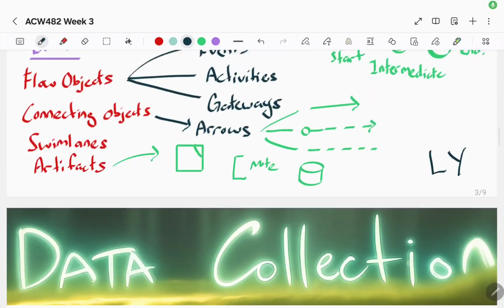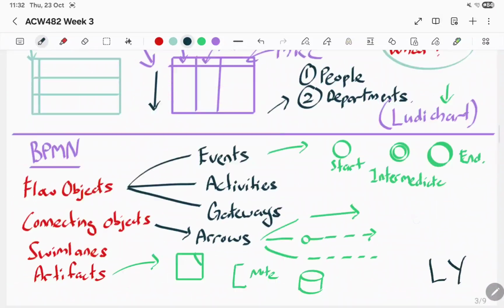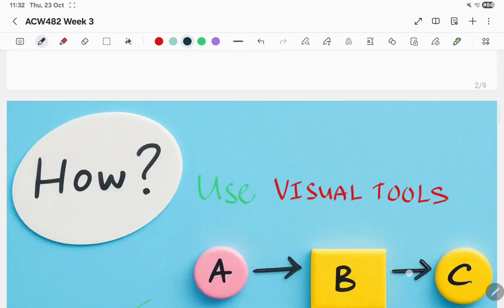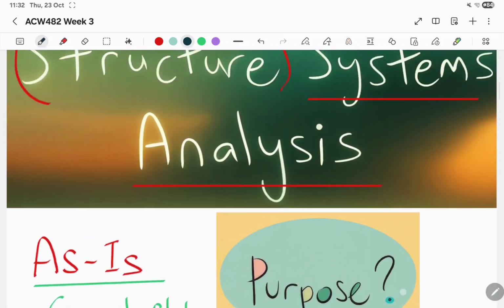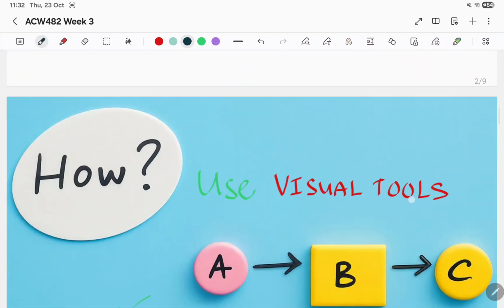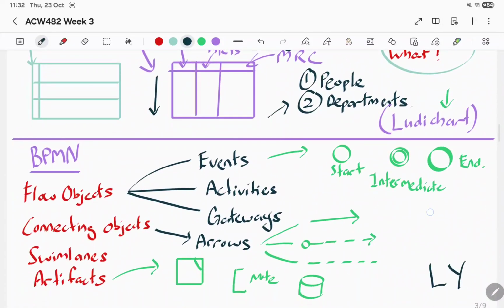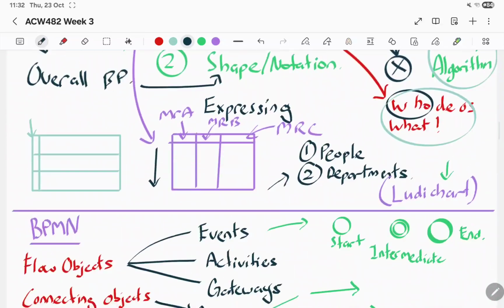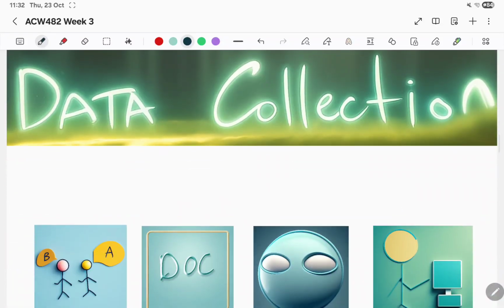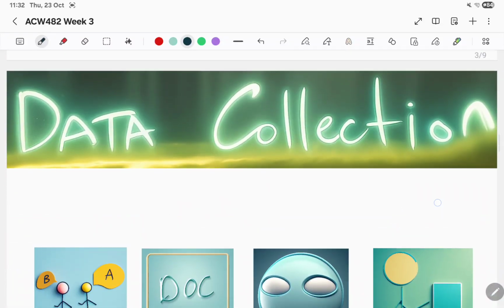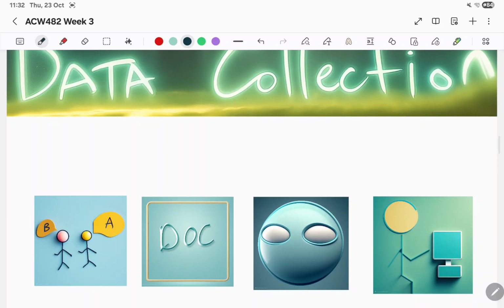Let us move on to the next part of this. Once we got to know the analysis, once we got to know our current process, how we document our process, we can now go to the next stage, which is data collection. All right, how are we going to collect? This thing is the same when it comes to data collection for our system development.